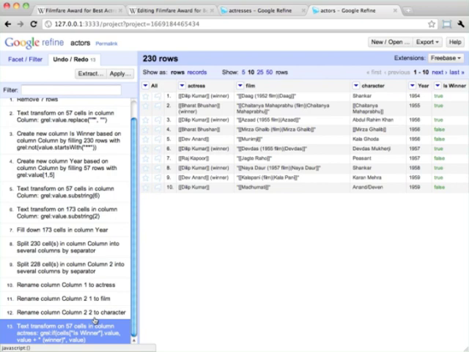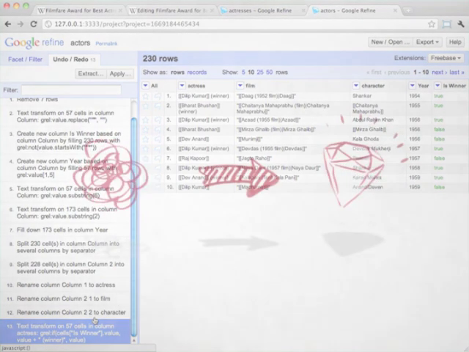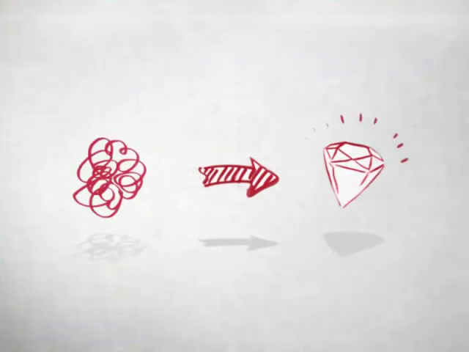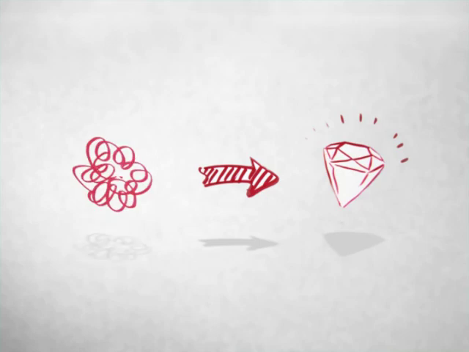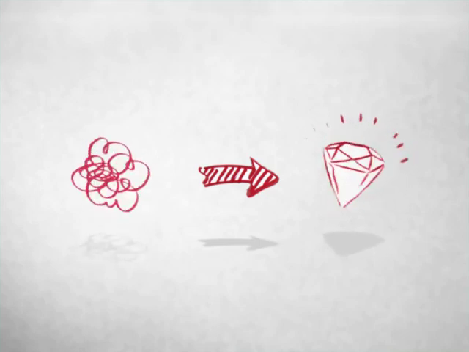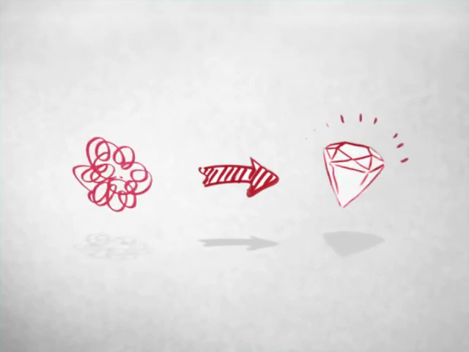I hope this video has given you some ideas of data transformations that you can do using Google Refine. Although our examples are small datasets with a few hundred rows, Google Refine works just fine with up to a few hundred thousand rows if your computer has enough memory. And with more data, the difference between Google Refine and spreadsheet software is even more pronounced.